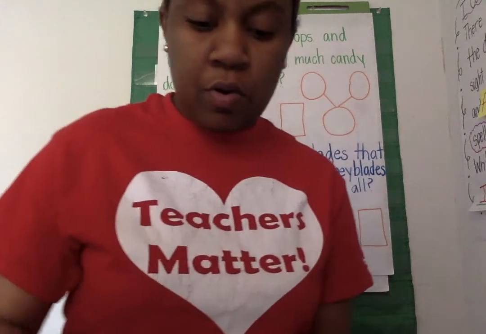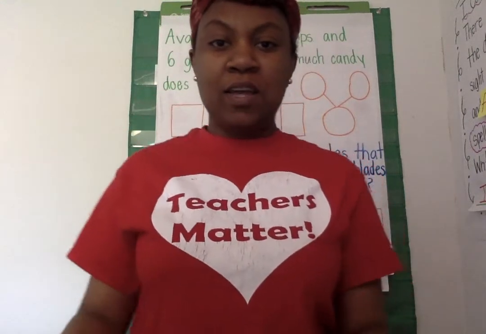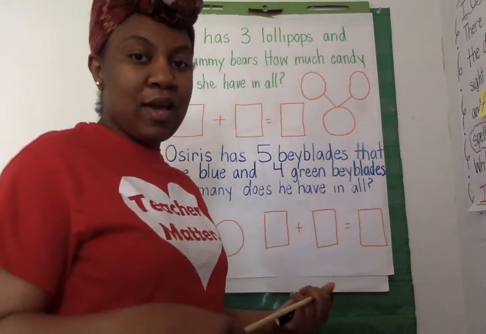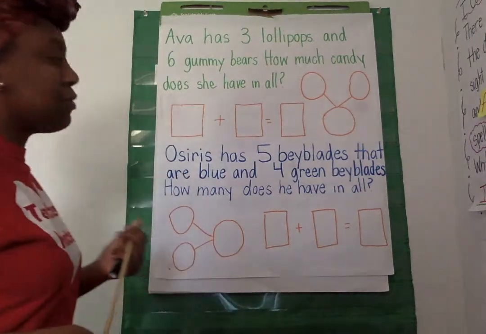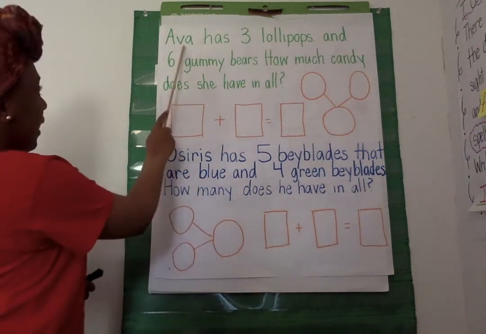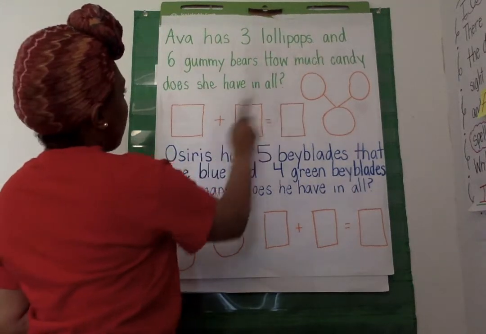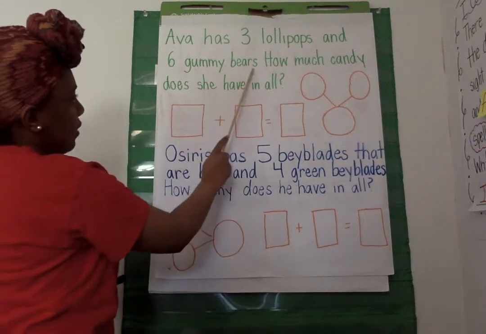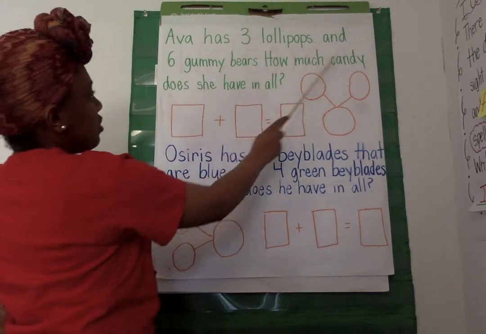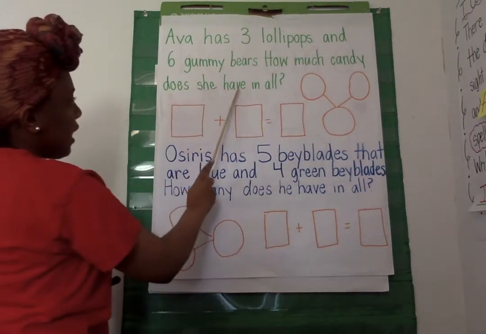Alright, so boys and girls, let's read our word problems that are right behind me and try to solve them together, okay? I'm going to read and I want you to follow. Ava has 3 lollipops and 6 gummy bears. How much candy does she have in all?